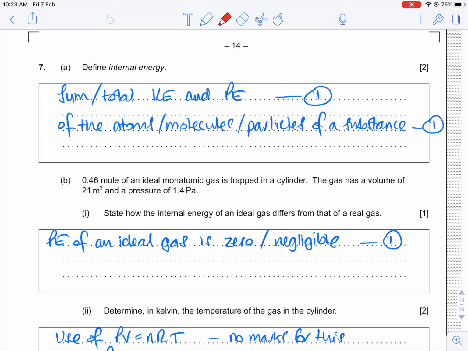Okay, question 7. First part here is to define internal energy. Carers needed here to get the full 2 marks. First part, you need to mention the sum or total of the kinetic energy and the potential energy. But you then need to, for the second mark, bring in the fact that it's about the kinetic energy and potential energy of the atoms, molecules, or particles of the substance.